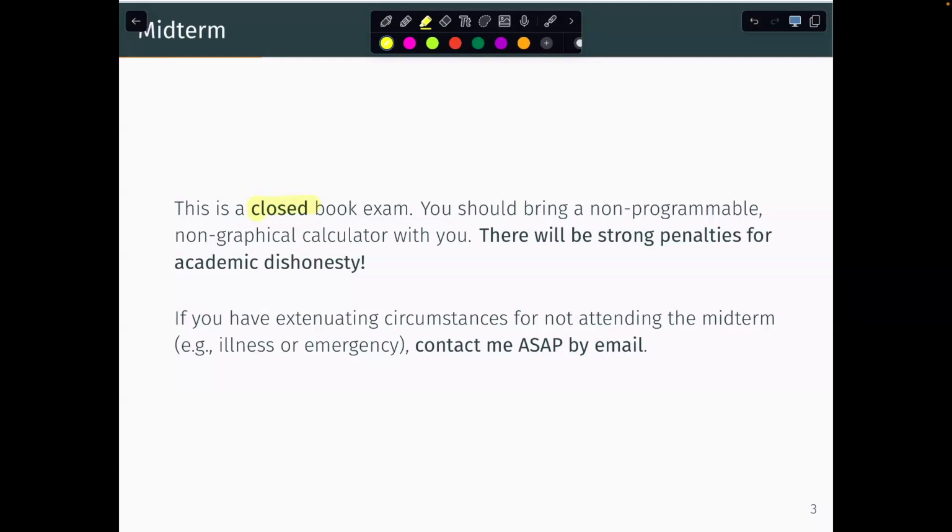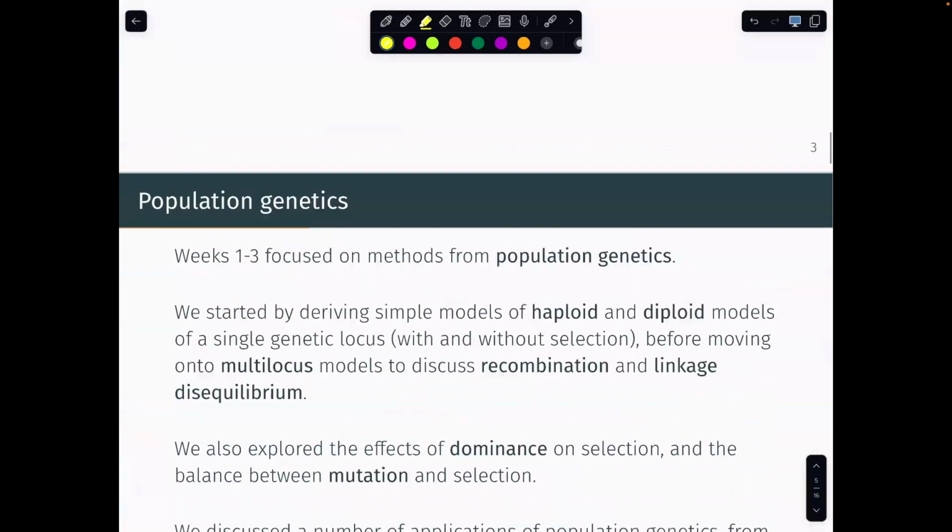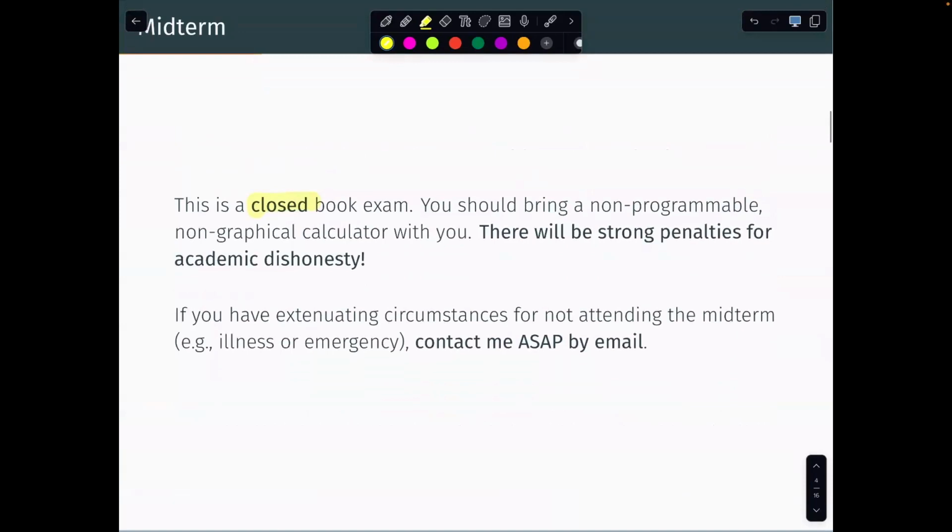Okay. If you have any extenuating circumstances, if you're ill, if you have an emergency, especially if you're ill, please do not come. Let me know. Please contact me as soon as possible by email. I can make other arrangements. There won't be a makeup midterm, but I can transfer the weight to another aspect of the course. So I can rebalance things if you're unable to make it. Any questions about anything logistics-wise related to the midterm?